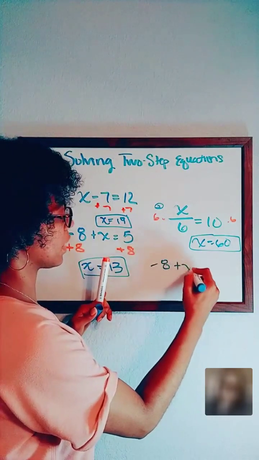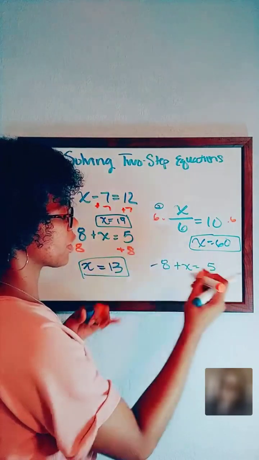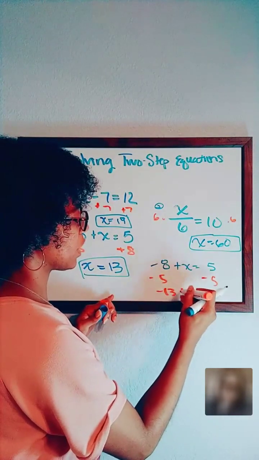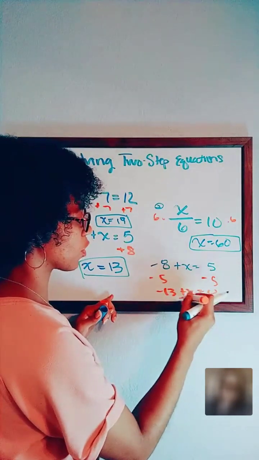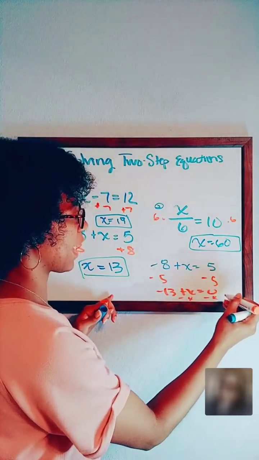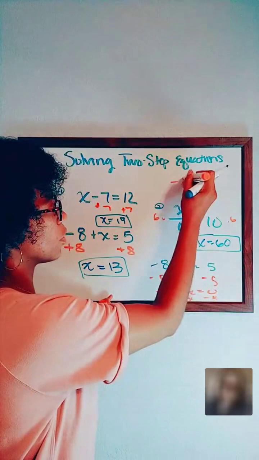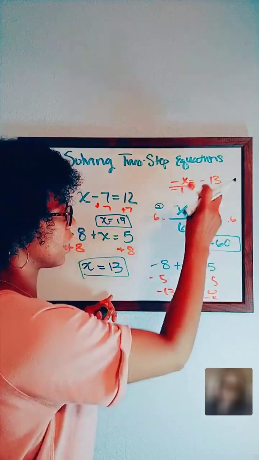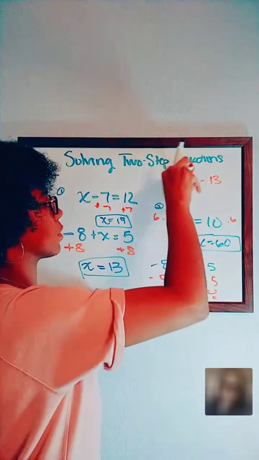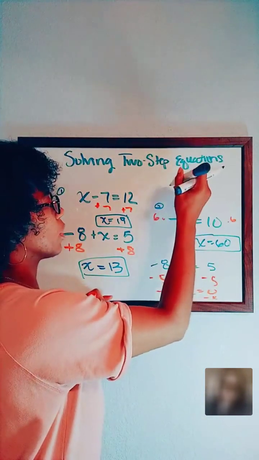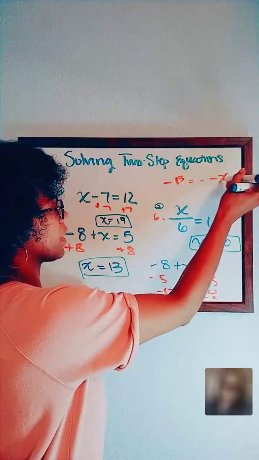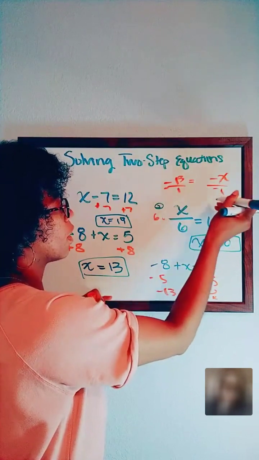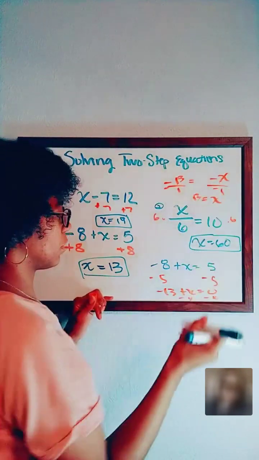Negative 8 plus x is equal to 5. Even if you would have subtracted 5, you still have to move x. So this would have been negative 13 plus x is equal to 0. So I would have had to subtract x, and then I would have had negative x is equal to negative 13. I would have had to divide by negative 1. So you see that? And I end up putting them on the opposite sides. Hold on. It would have been negative 13 is equal to negative x. So you would have had to divide by negative 1 and still got x is equal to positive 13.